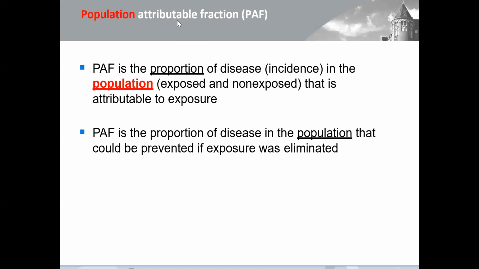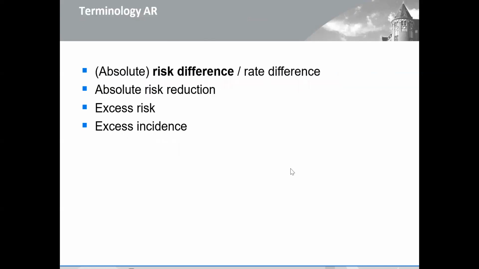So the attributable fraction is in the exposed group, but the population attributable fraction is the proportion of disease in the population, not the exposed group, that could be prevented if the exposure was eliminated.